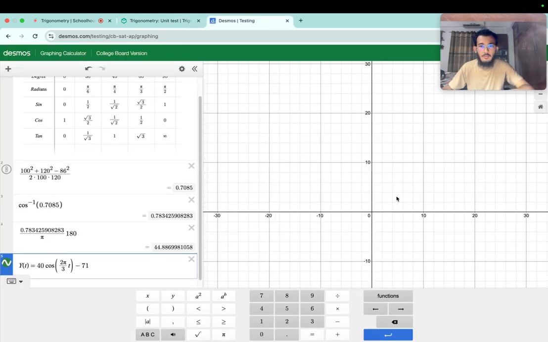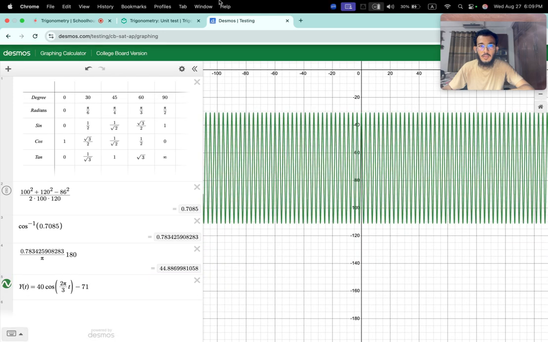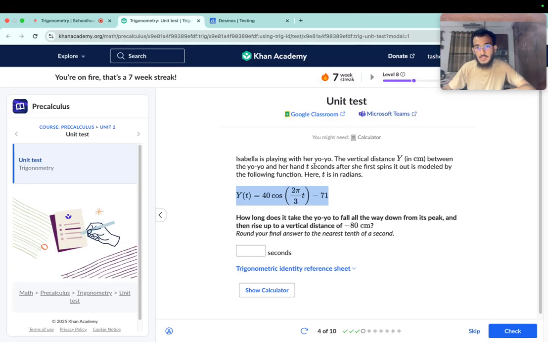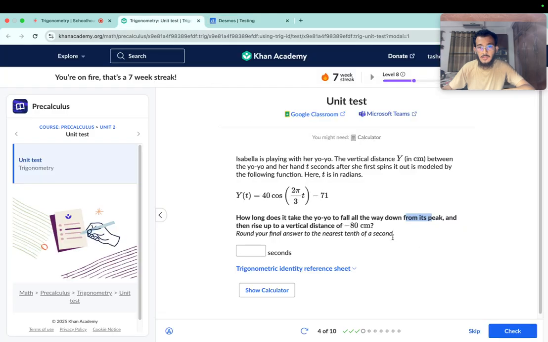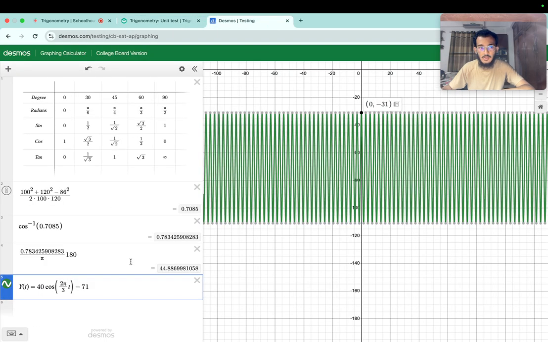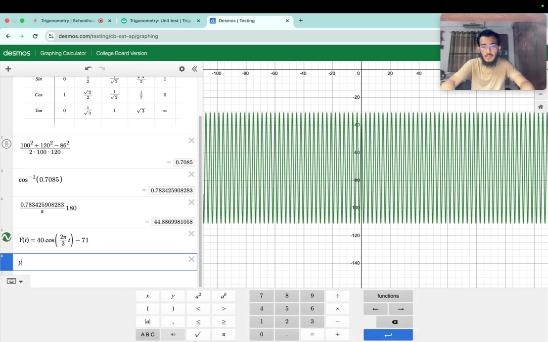Okay, so here we have our function. Now we know that this will give us the distance between the yo-yo and her hand after t seconds. So you want the time. How long does it take to go all the way from its peak? So let's see, where is the peak? Here is the peak, and there I should have a vertical distance of negative 80. So y equals negative 80.